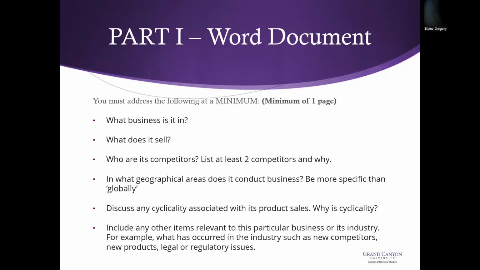And include any other items that you feel are relevant to the business or to the industry. For example, what has occurred in the industry, such as new competitors coming in, maybe new products being offered, maybe some legal or regulatory issues. Those should all be in your SEC 10K. So once you identify your company, take a moment and read the SEC 10K report.